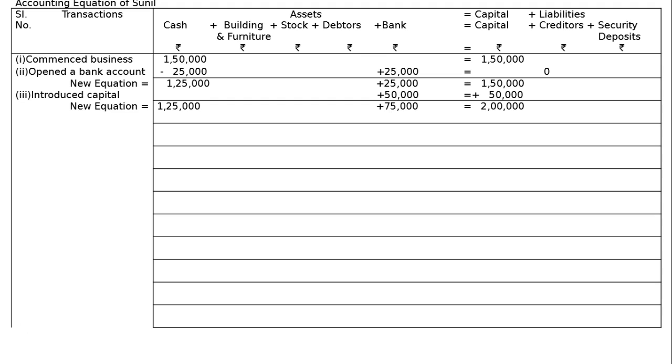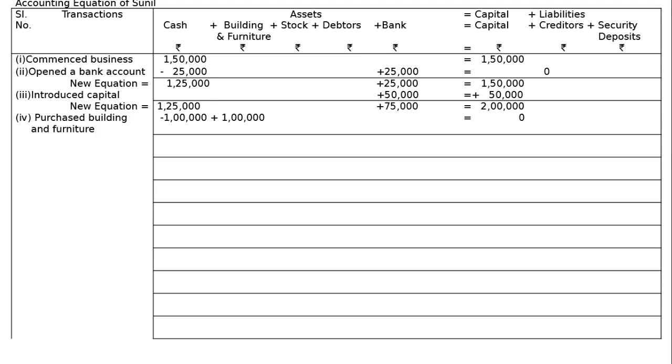Fourth transaction, he purchased a building and furniture for rupees 1 lakh. There is no distinction between the amount of the building and the amount of the furniture. Hence, you will write in one word, furniture and building. Minus from cash, add to building and furniture. 1 lakh went out and furniture and building worth rupees 1 lakh came in. This is plus minus equal to 0, and a new equation.